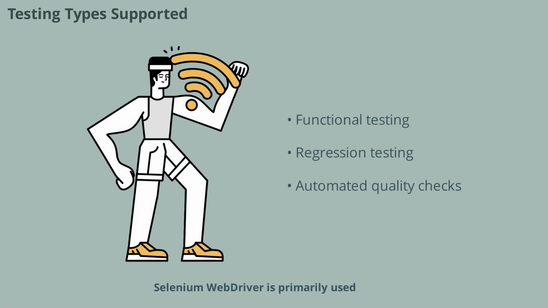Selenium WebDriver is primarily used for automated functional and regression testing. Functional testing ensures that each feature of your web application works as intended, while regression testing checks that new changes haven't broken existing functionality. By automating these tests, you can quickly identify issues and maintain high software quality throughout the development lifecycle.